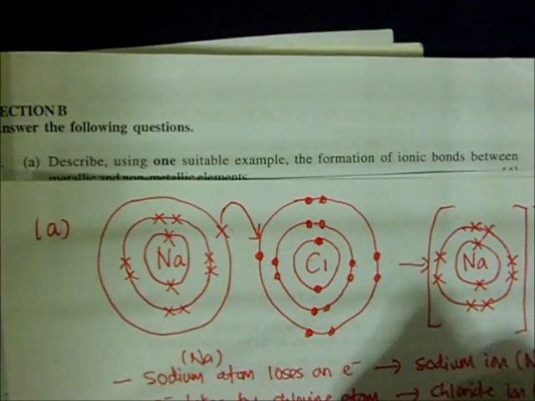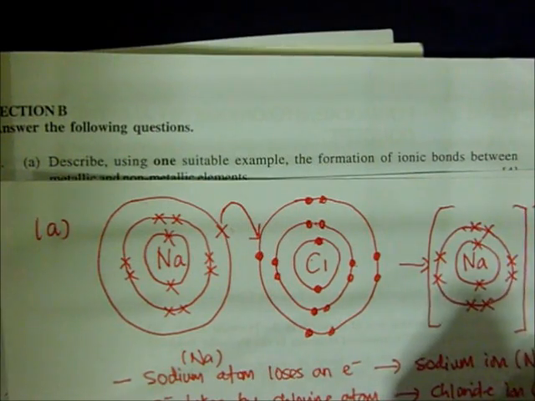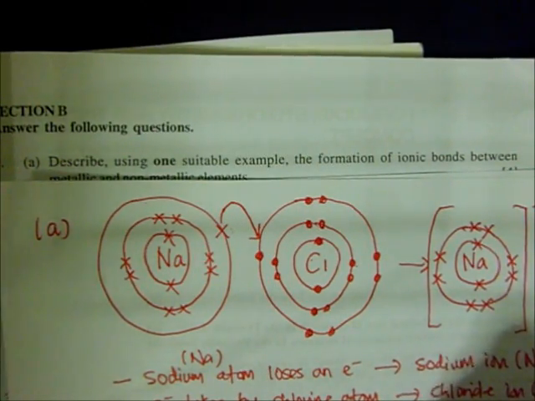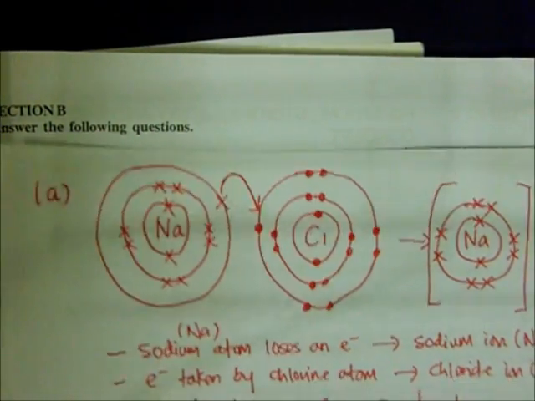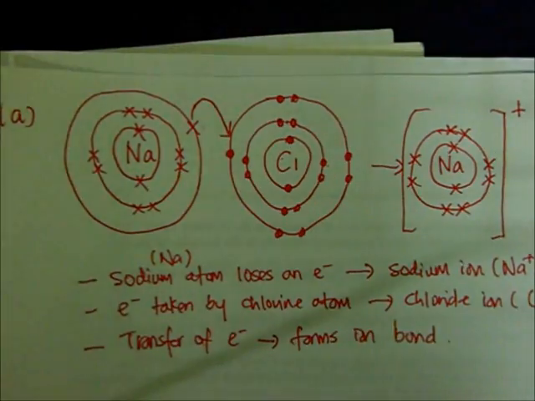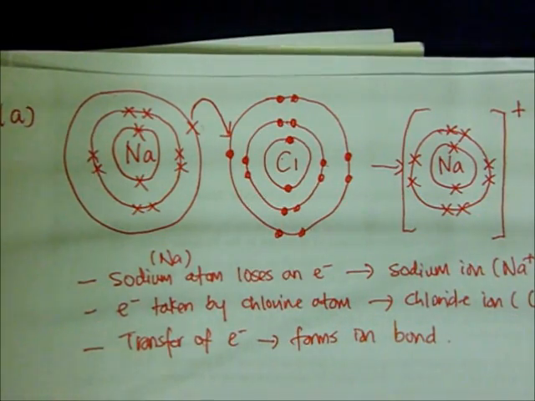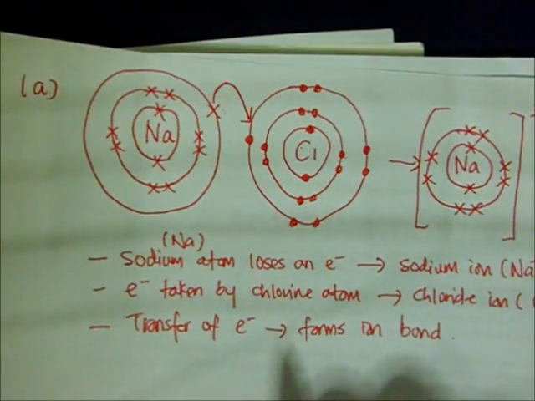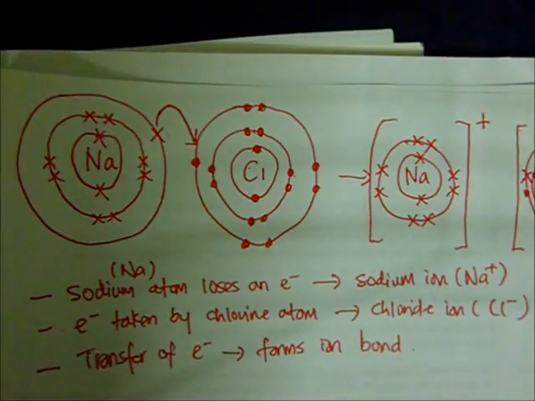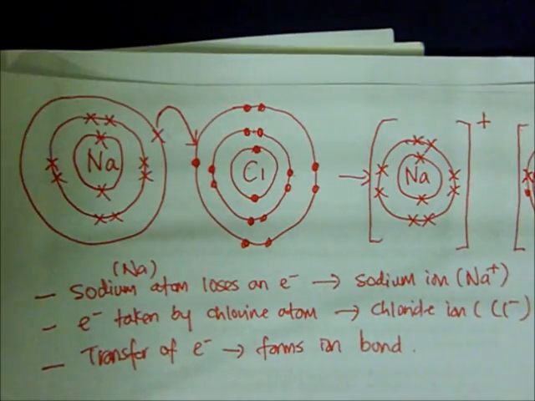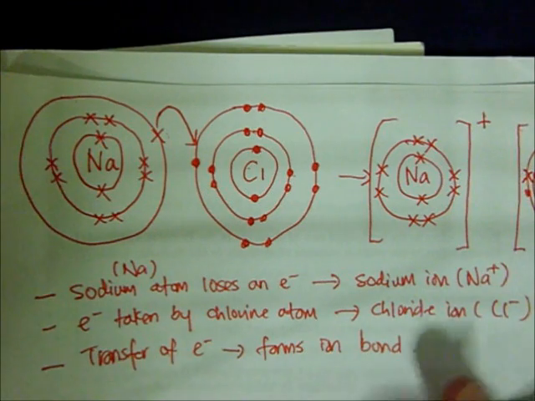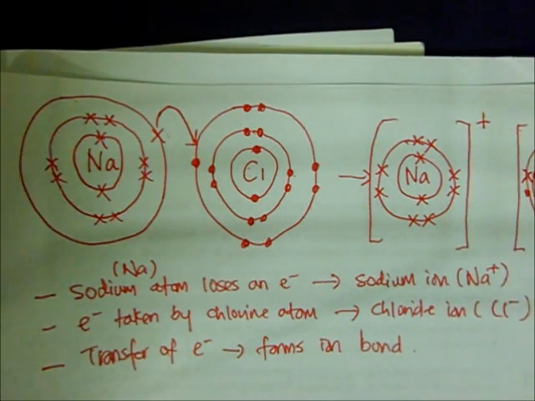Basically, the transfer of electron forms the ionic bond. Okay, these are the key points. Transfer of electron basically forms ionic bond. So that would take care of the 4 marks. These are the key points, but of course you cannot write in point form. You have to make it into a paragraph.